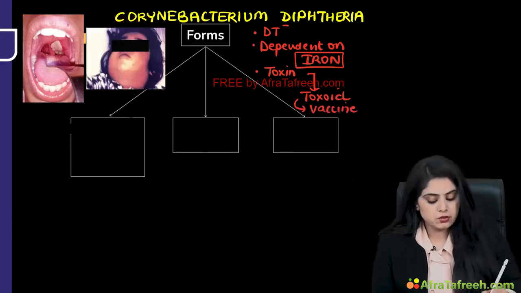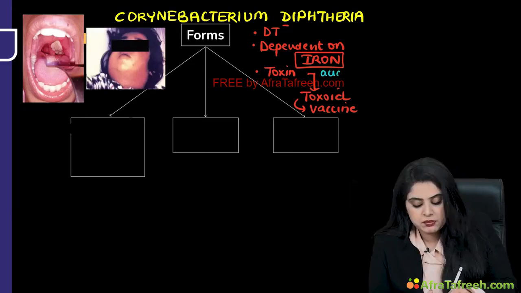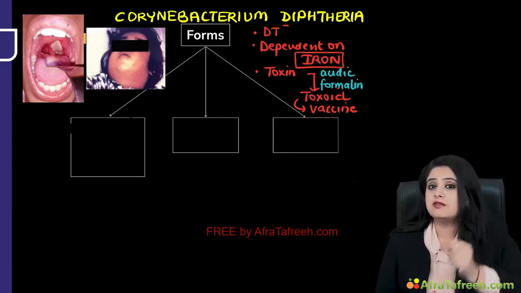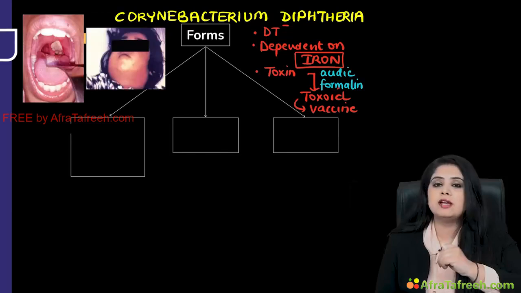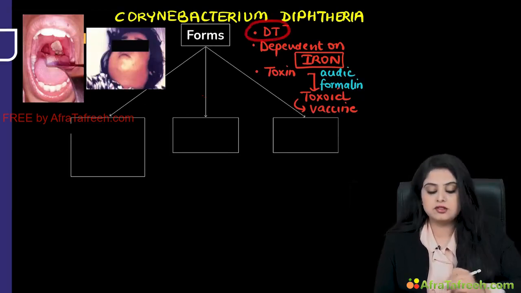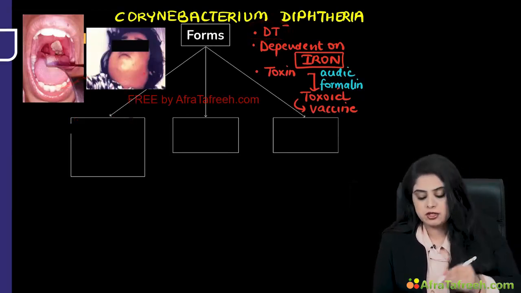How do you convert it into a toxoid? By using an acidic pH and by using formalin. That's another question that you can get in PSM. How is diphtheria toxin converted to toxoid? That is used as a vaccine by acidic pH and by formalin. Okay, so now coming all the way back, what is the mechanism of this diphtheria toxin which causes all these diseases that I'll be talking about?